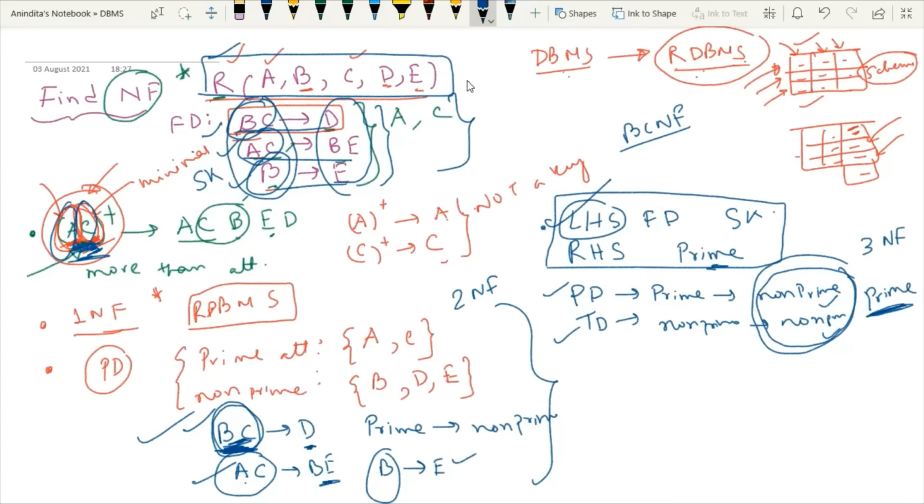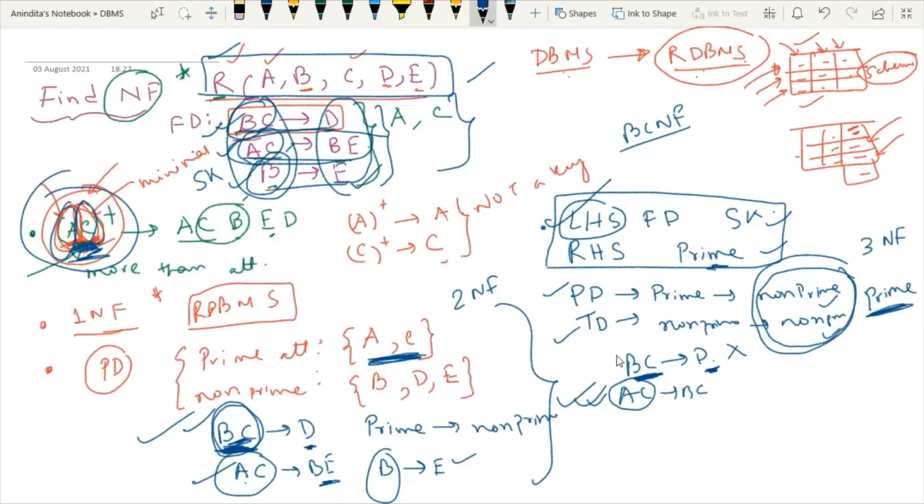So now let's check whether this relation R is in 3NF or not. If you consider the first functional dependency, BC to D, in this case neither is BC a super key nor is D a prime attribute, because D is not a prime attribute, and BC is not a key. Here AC is the key. So both conditions fail. For AC to BE I am not checking, because AC is the key, so it satisfies the property of 3NF. But the rule is that each and every functional dependency should satisfy the property.